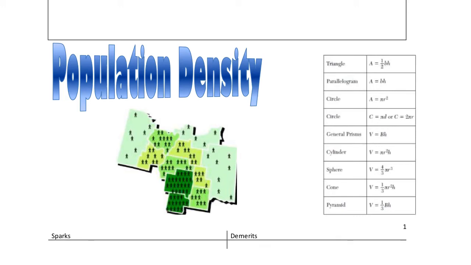Yesterday we talked about density. Today we're going to talk about population density. So it's almost the exact same thing. When we talk about density, we're talking about a 3D shape. And density is the mass divided by the volume.